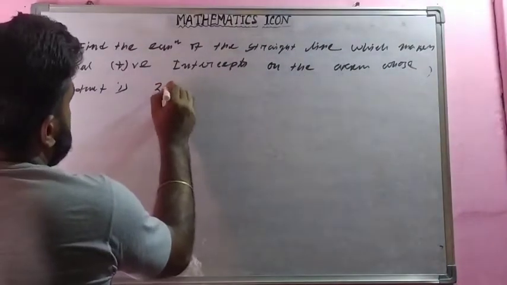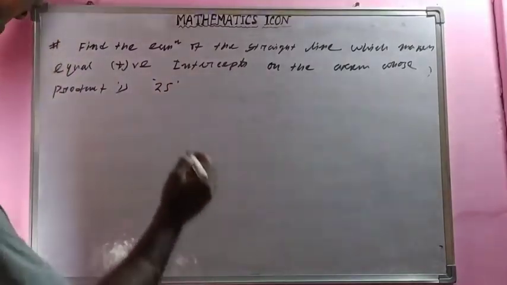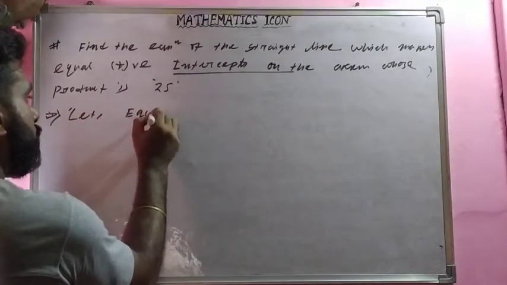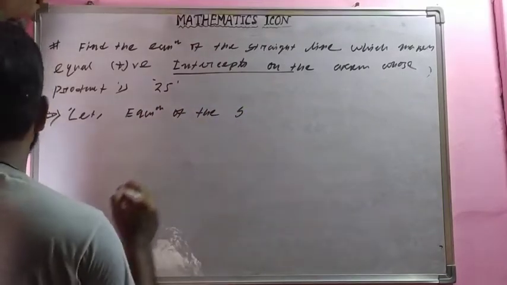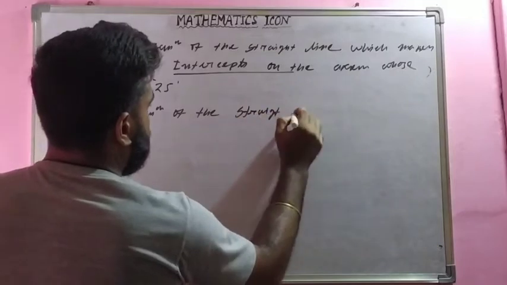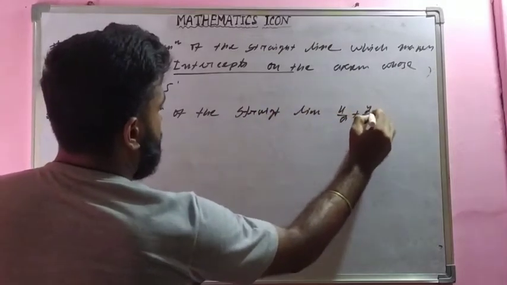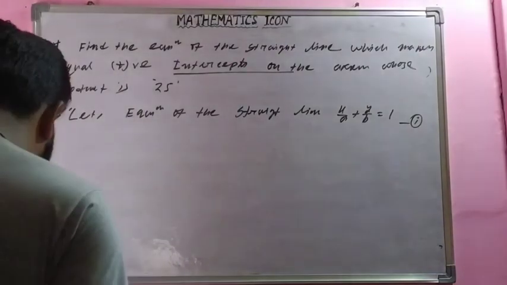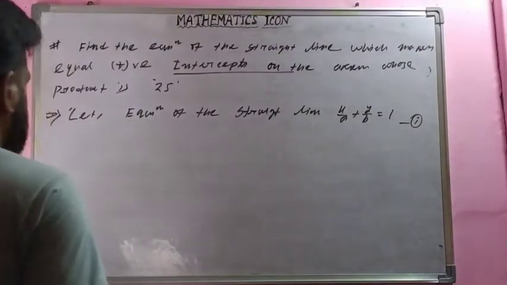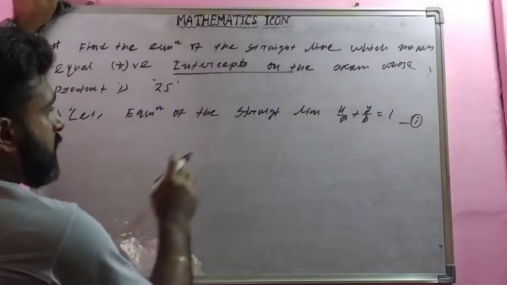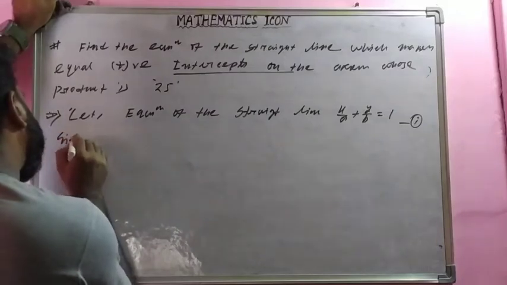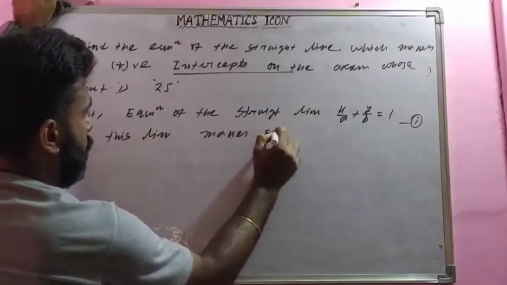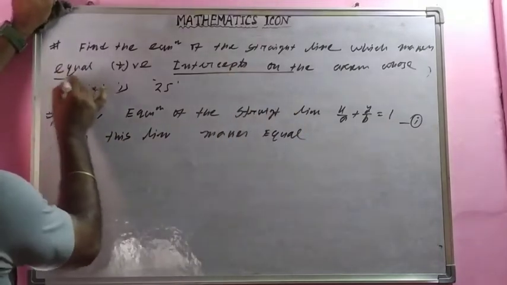25. Product is 25. So that means here intercepts word is used. Okay, so let equation of the straight line be x by a plus y by b equals to 1. Equation of the straight line x by a plus y by b equals to 1. Since this line makes equal intercepts, according to the question that you can see, equal positive intercepts are there.